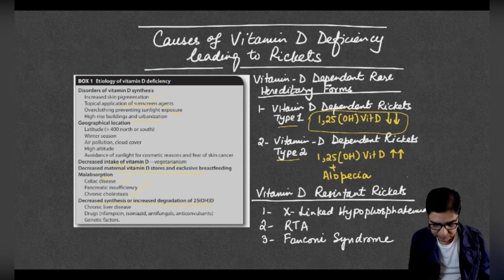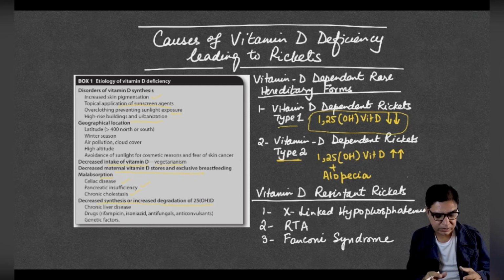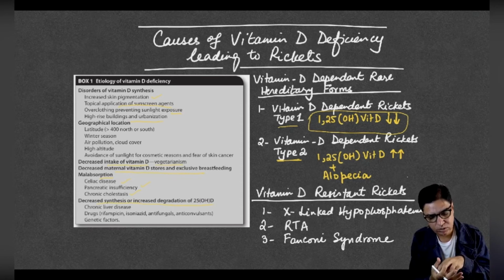Similarly, we have got the vitamin D dependent rickets type 2. In this, what happens? Calcitriol is normal, but the receptors are defective. So because calcitriol, once formed, has to interact with its receptor in order to produce the changes which cause absorption of calcium and phosphate from the intestine.